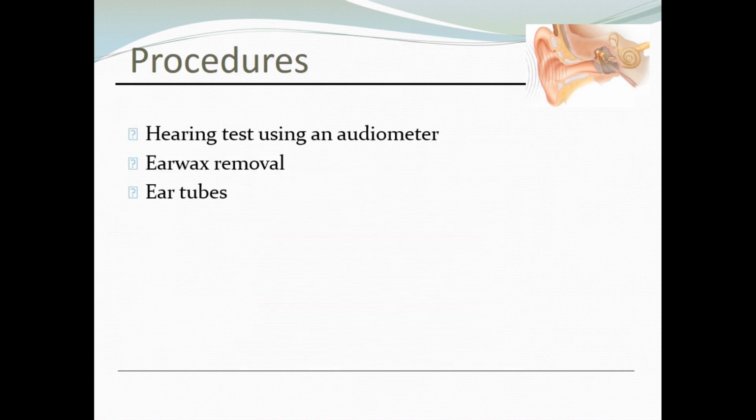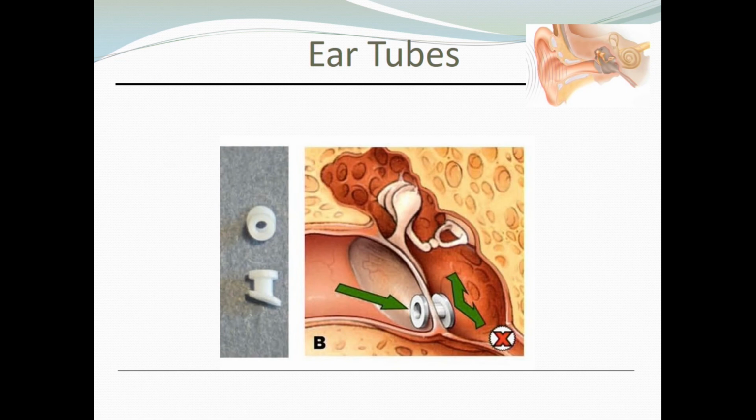So I think we're ahead of ourselves. So we can remove the earwax, but I would let the experts do that. And then the other thing that we do to help is putting ear tubes in. Those are usually used in children when they have frequent infections and their eardrum actually bursts. And so they put a tube in to help drain, and it also helps with hearing.